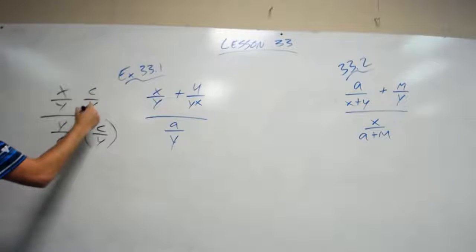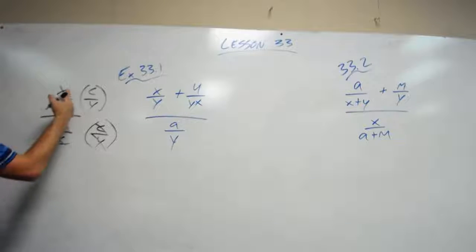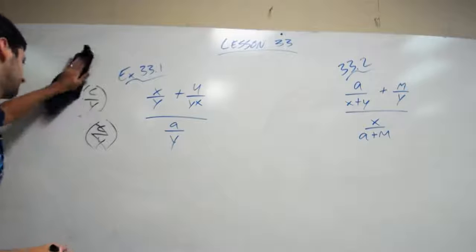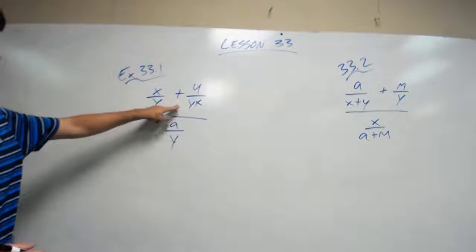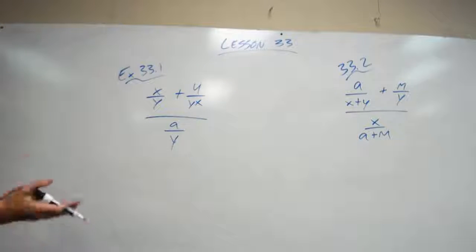So you get something like this, and then they would cross out, and you would have an answer xc over y squared, something like that. But we're going to do the same thing here. The difference is we kind of have our own little equation or expression in the numerator.